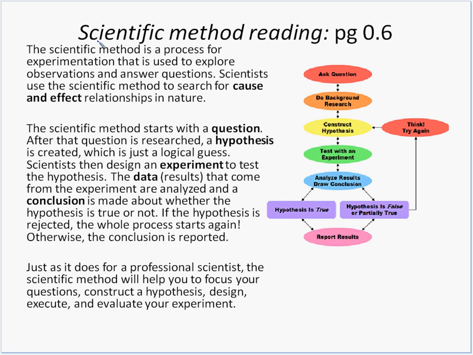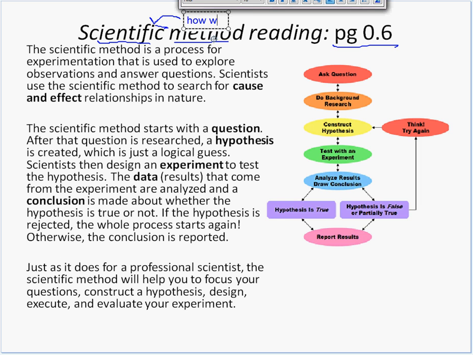This one is going to be about the scientific method, which you should have open on page 0.6, ready to go, ready to discuss. So I know just from reading this that this is going to be about the method used for science. So I guess how we do science. Let me write that so that I can keep track of my notes. So how we do science.